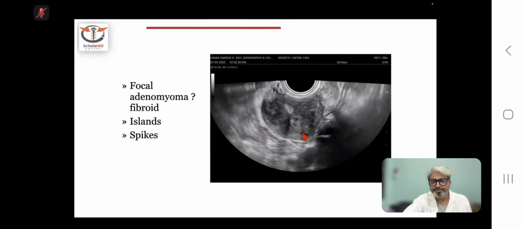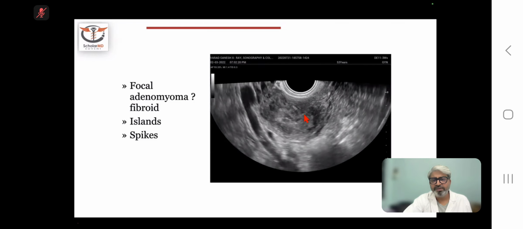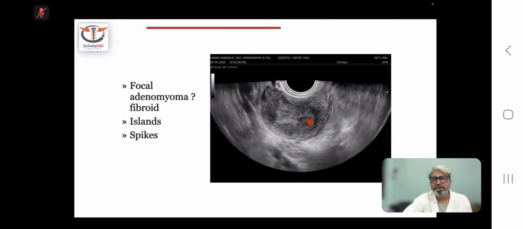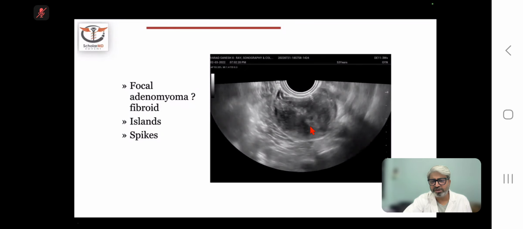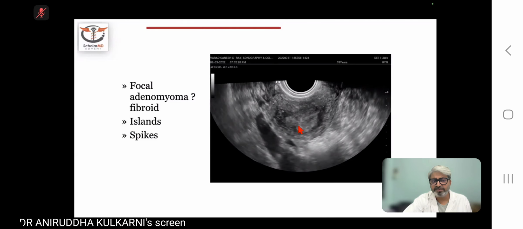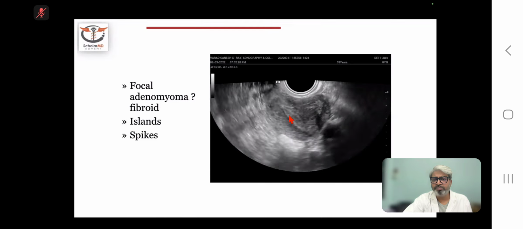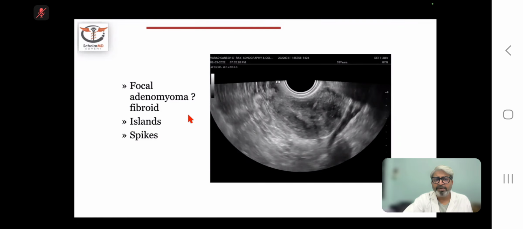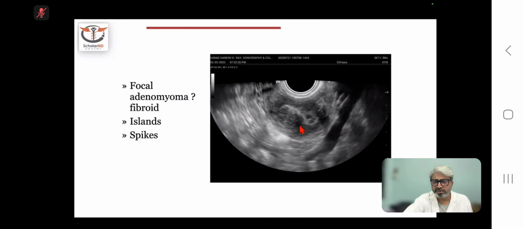Now, what about this one? Here the endometrial cavity is irregular. I can see that the endomyometrial junctional zone is thickened in some part, interrupted and irregular in one part. I can appreciate some amount of focal lesion here, but this lesion is in continuity with the endomyometrial junctional zone. So am I going to call it a focal adenomyoma? No, I am going to call it focal adenomyosis.